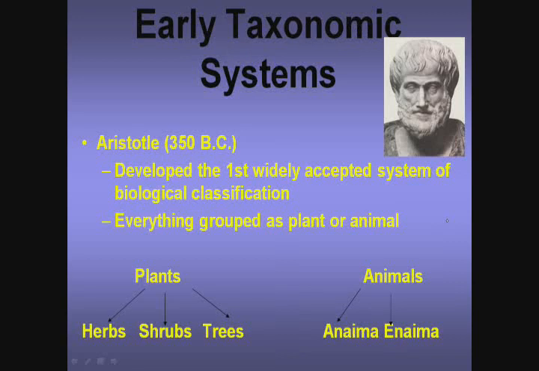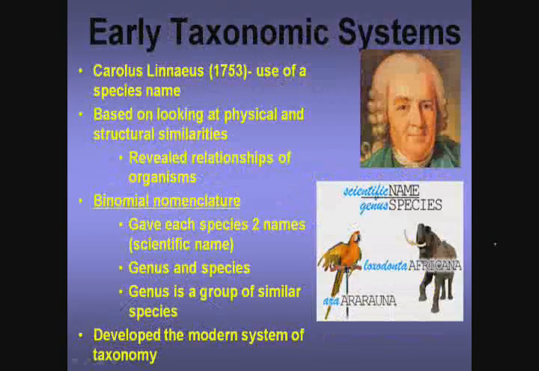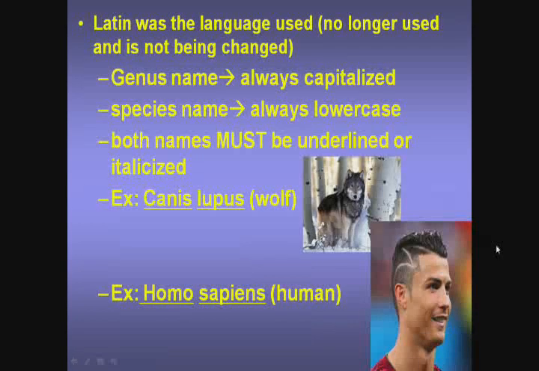The early taxonomic system was given by Aristotle, followed by Linnaeus' system. Linnaeus' system was binomial nomenclature and had some other rules also. These rules we have already discussed. You remember that? And he gave Latin as the language in which scientific names are to be written.